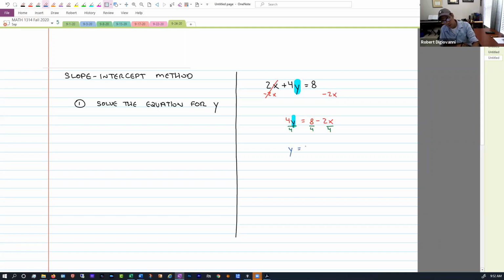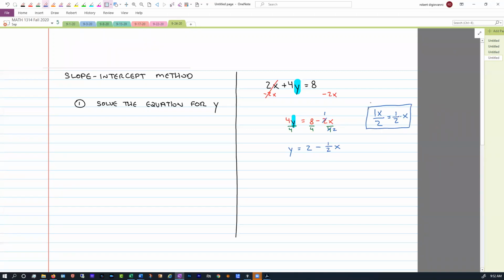So y equals 2 minus, now this one's a little tricky because 2 divided by 4, 2 goes into 2 one time, 2 goes into 4 twice. So I'm going to rewrite that as a 1/2 in front of an x. Now notice, instead of writing 1x over 2, I wrote it as 1/2 times x. Those are the same, that means the same exact thing. Okay, now I wrote it this way on purpose, and you'll see why in a second.